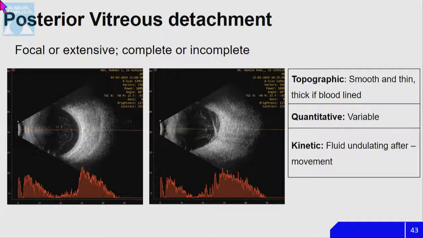First is the posterior vitreous detachment. It is smooth and thin usually, thick if bloodlined. The reflectivity varies from extremely low reflective to extremely high reflective. And it is usually very much mobile, like undulating movements are seen. So this is a complete PVD, and this is an incomplete PVD with an attachment here.